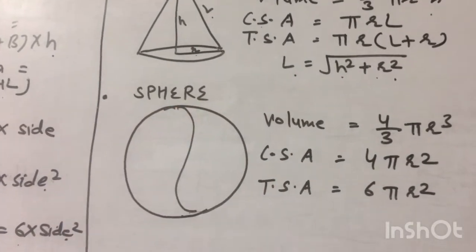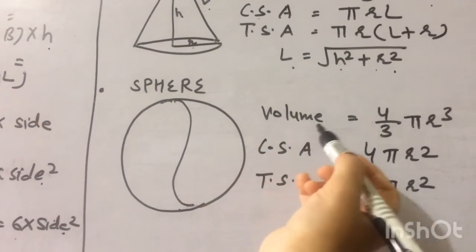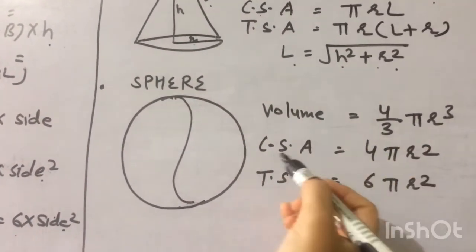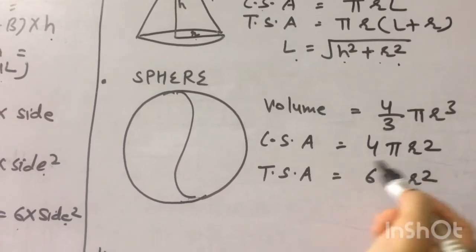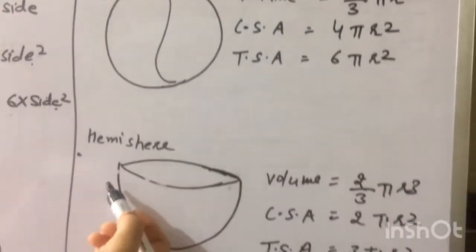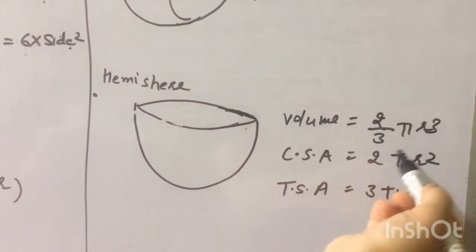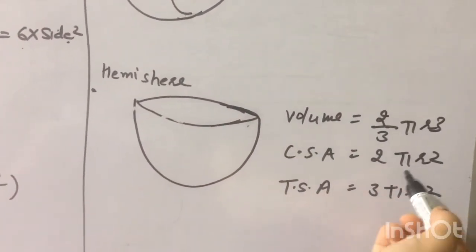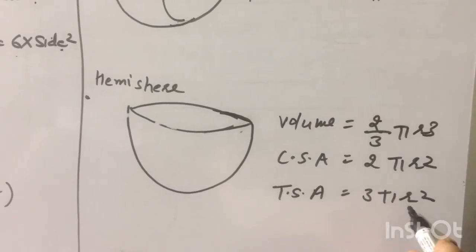And now sphere. How to find the volume of sphere? 4 by 3 pi r cube, curved surface area 4 pi r square, and total surface area 4 pi r square. Hemisphere, volume 2 by 3 pi r cube, curved surface area 2 pi r square, and total surface area 3 pi r square.